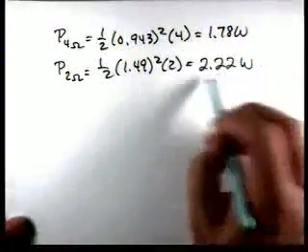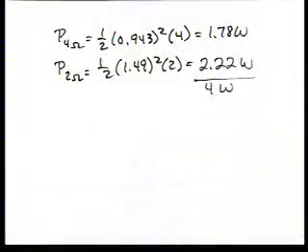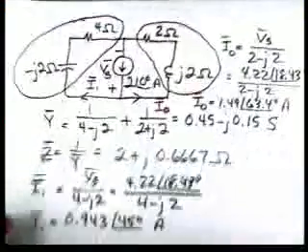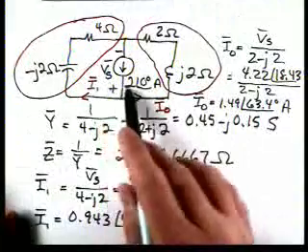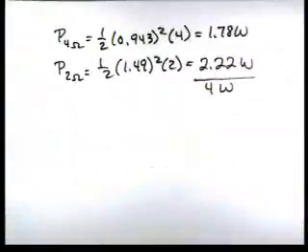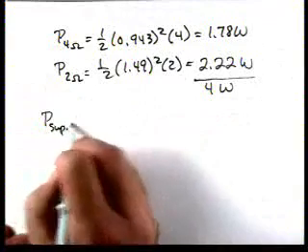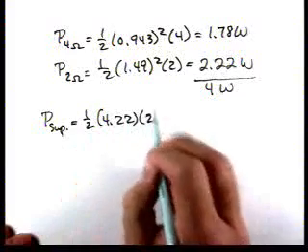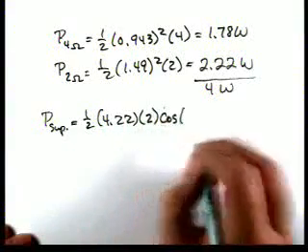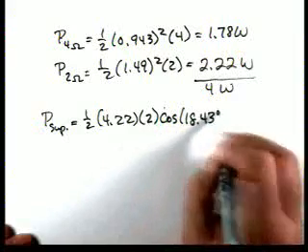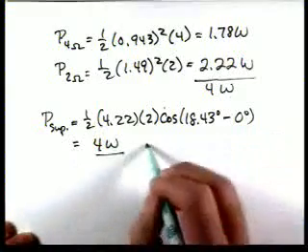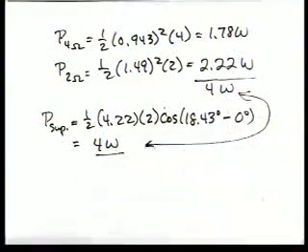And if we add that up, I believe we'll get 4 watts. That should be what we get when we calculate it for our current source. Looking at our circuit, we can take 1/2 Vs times I times the cosine of the angle between them. So the power supplied by our source is 1/2 times 4.22, the voltage across the source, times 2 times the cosine of 18.43 minus 0, which gives us 4 watts for the power supplied. Obviously these two are equal, and they should be.